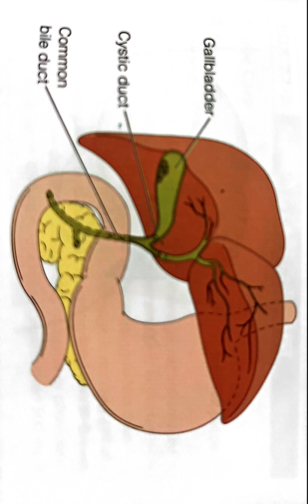So, cholecystitis is an inflammation of the gallbladder, where the gallbladder becomes inflamed. And in these conditions, we have different causes, or rather different types, of cholecystitis. So I'll start with the types, and we have acute cholecystitis, chronic cholecystitis, and acalculous cholecystitis.